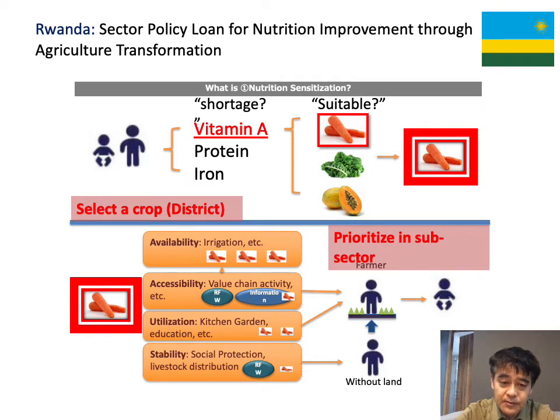And the third step, this selected commodity is promoted through various areas of action, including productivity, accessibility, and consumption support through nutrition education. So this is the basic framework of the Rwanda project.